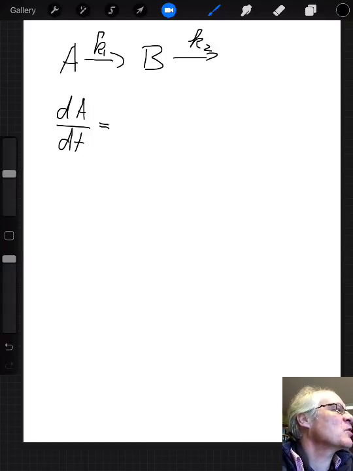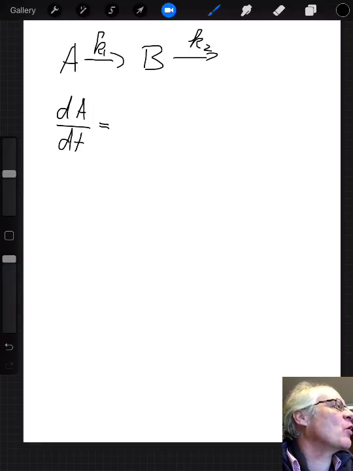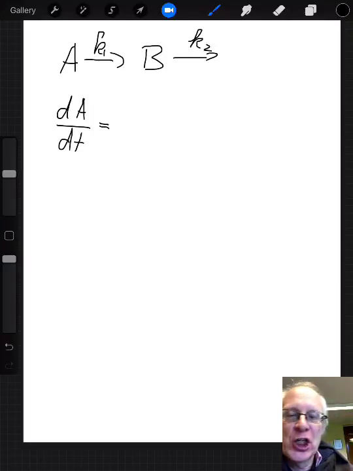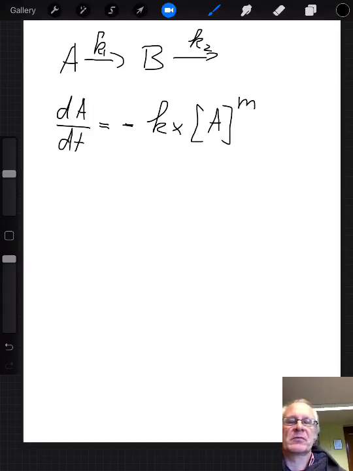Here's a question from Panda Gaming. dA just simply means change in the concentration of A, and dt just simply means a very small time interval. Okay, we have minus, so we write minus k times A to the power of m. We just had that, so that's nothing terribly interesting.